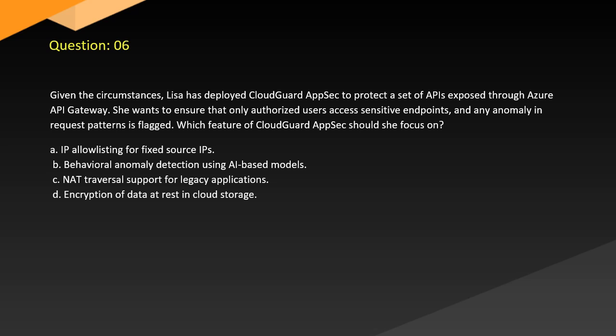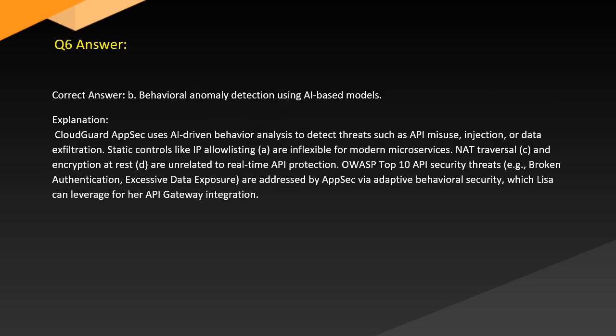C. NAT traversal support for legacy applications. D. Encryption of data at rest in cloud storage. Answer. Correct answer: B. Behavioral anomaly detection using AI-based models. Explanation. CloudGuard AppSec uses AI-driven behavior analysis to detect threats such as API misuse, injection, or data exfiltration.